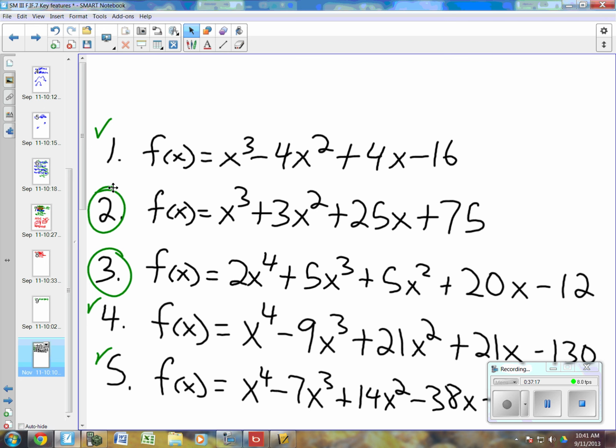I want you to identify the intervals on which it's increasing or decreasing. And I want you to approximate the roots. The roots, remember, are the zeros, the real zeros where it crosses. We'll talk about imaginary zeros later. And then I want you to describe the end behavior on all of them. If you guys want to take a picture of this, go ahead.